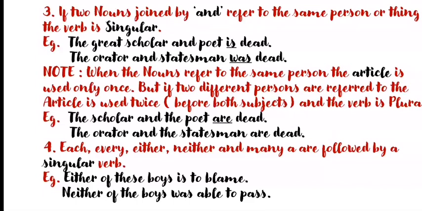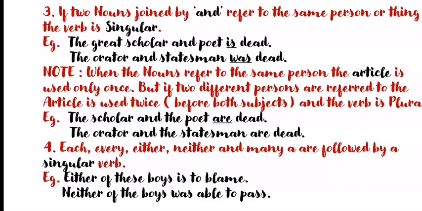The orator and statesman was dead. The orator, statesman refers to the same person. They are connected with conjunction and. The verb used is singular, was. When the nouns refer to the same person, the article is used only once. That is, the great scholar and poet. Article the is used only once.